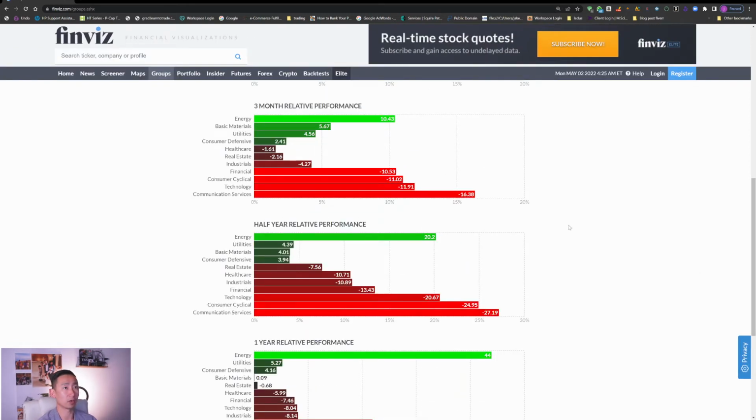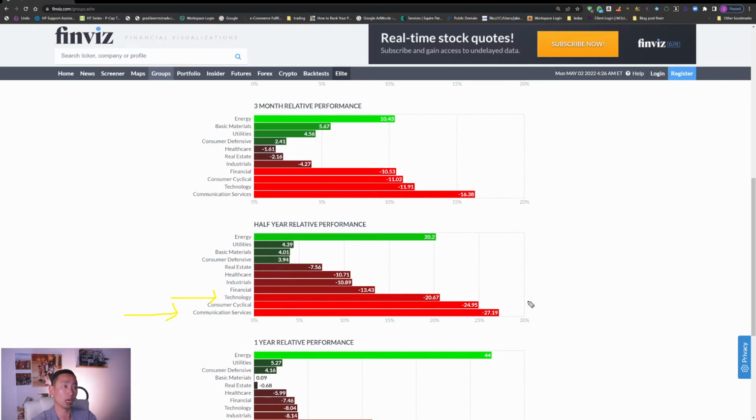That's half a year relative performance. You can see the technology sector, consumer, communication, they are all in bear market condition, which isn't a bad thing because I am a big fan of technology, so I will be looking to accumulate, so start investing, but not just yet. We'll talk about that in more depth, in detail, sometime next week.